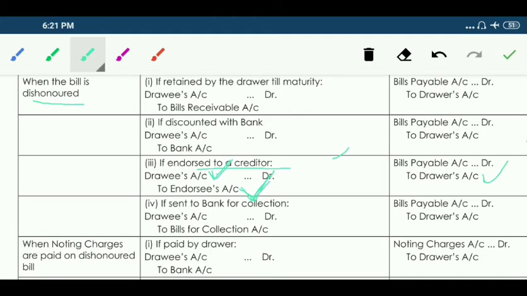We already discussed. Next, fourth, if sent to bank for collection, the drawer's account is debited because he is the debtor to the business. Bills for collection account is credited because we had already debited the bills for collection account. So here these are the same entries: bills payable account debited, drawer's account credited.